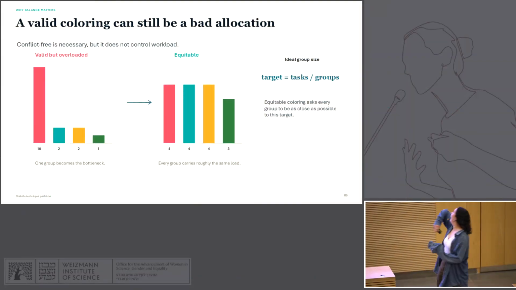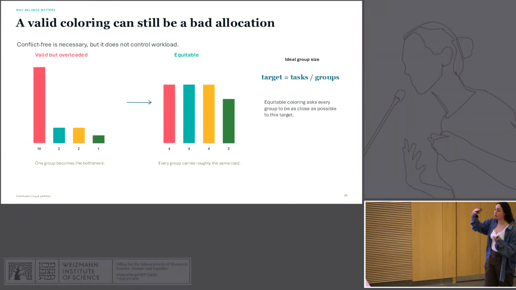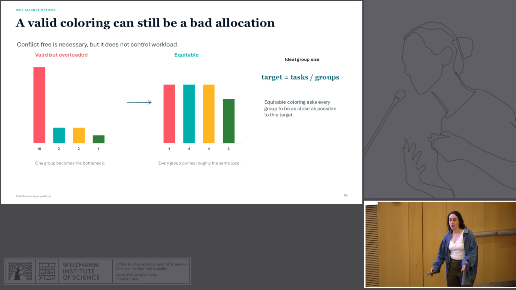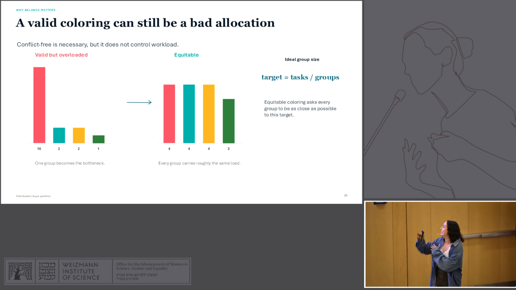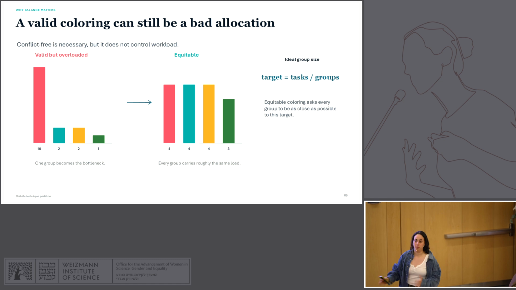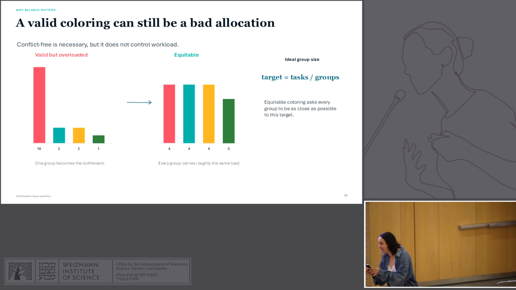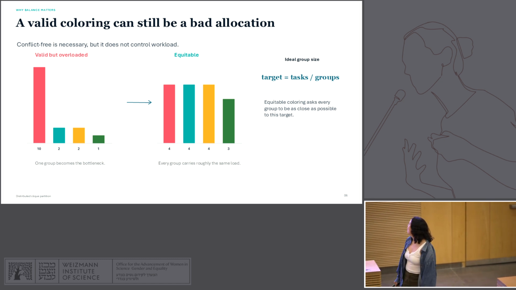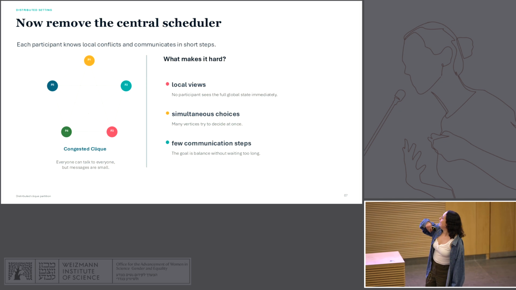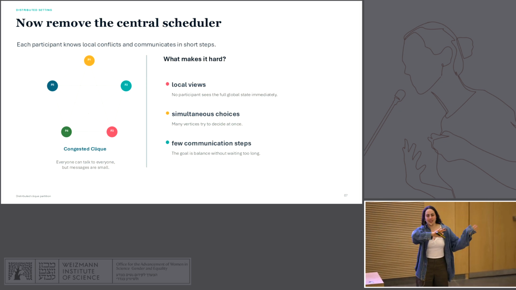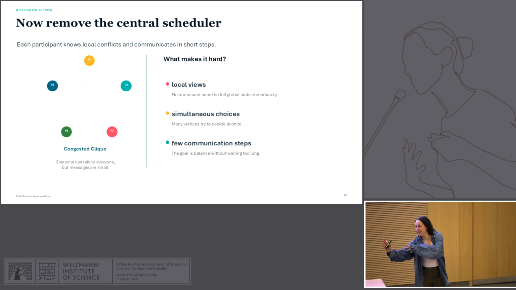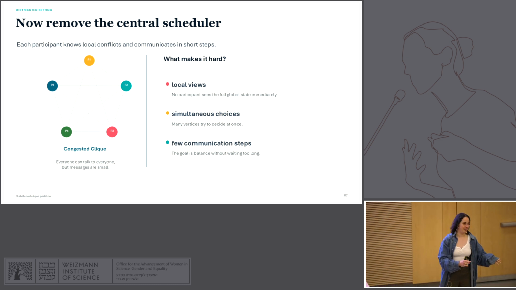Okay, so our ideal group size is what we try to achieve in equitable coloring. We try to achieve exactly the tasks divided equally into groups. Cool. Okay, so now we understood what equitable coloring is. Let's talk about distributed computing, okay?